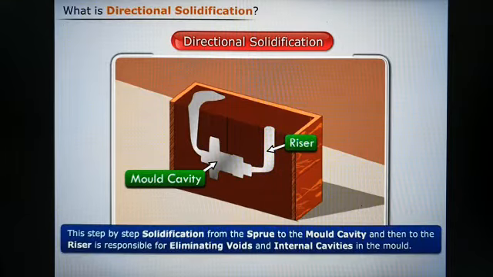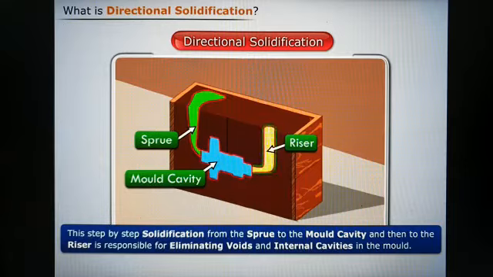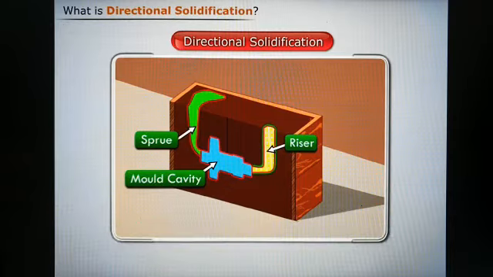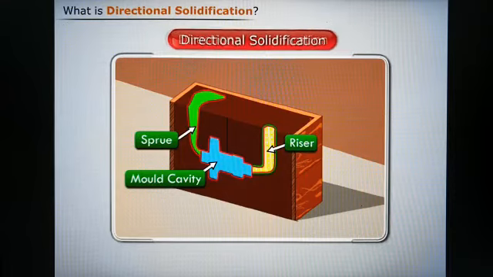This step-by-step solidification from the sprue to the mold cavity and then to the riser is responsible for eliminating voids and internal cavities in the mold. Such step-by-step solidification process is known as directional solidification.